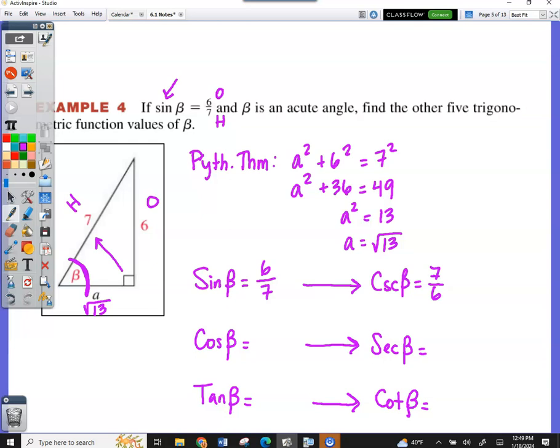Cosine would be root 13 over 7. Reciprocal would be 7 over root 13. Can't leave it like that. You have to rationalize: 7 root 13 over 13. There you go. You're going to notice a pattern, especially when the numbers are ugly, that when you rationalize, there's that pattern. But I got to finish this. It's going to bother me. Opposite over adjacent.